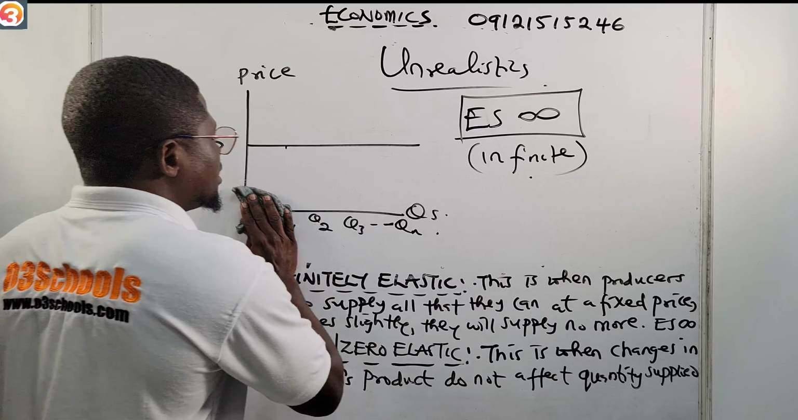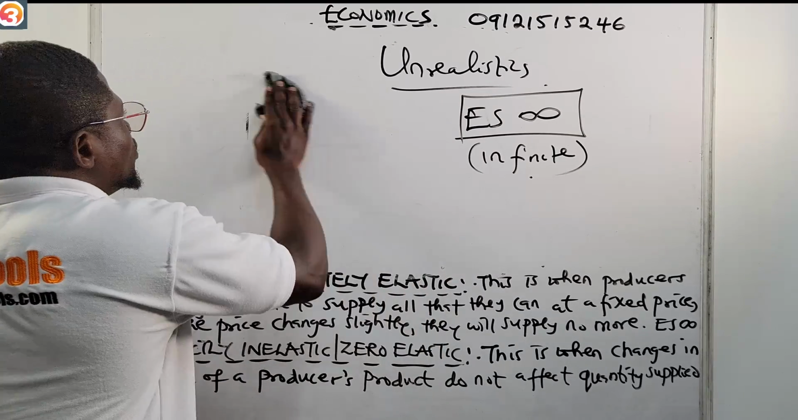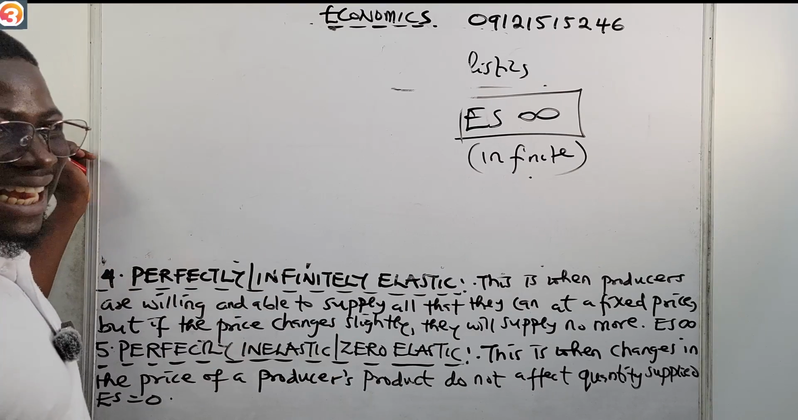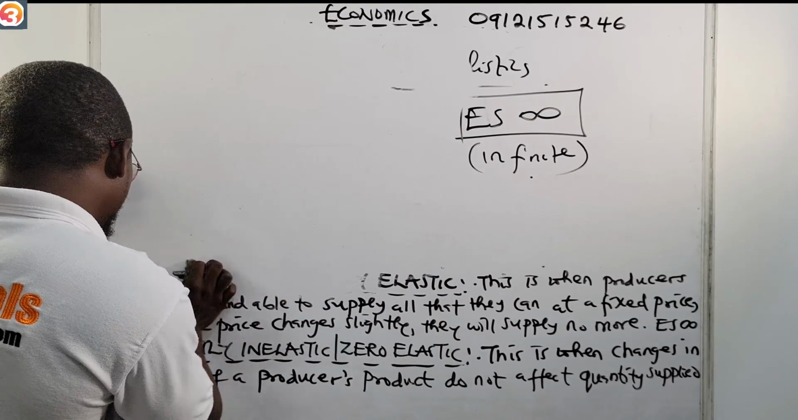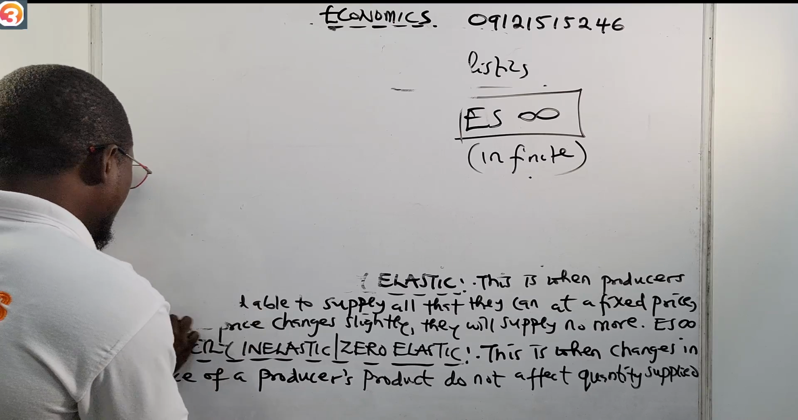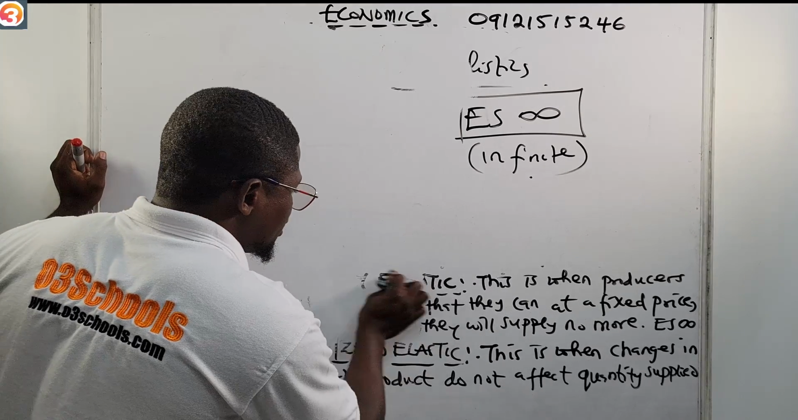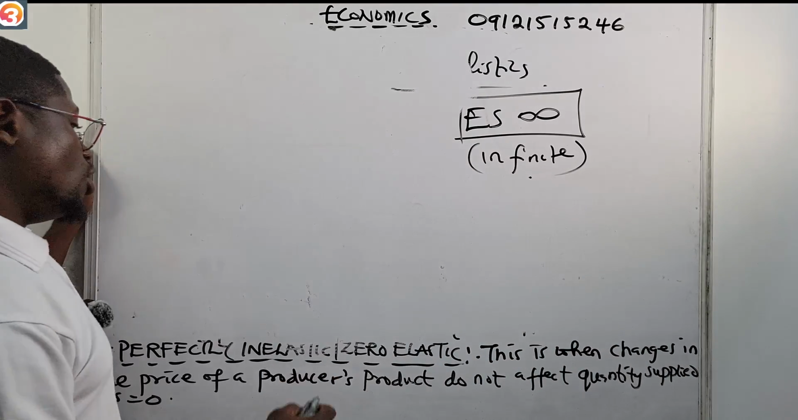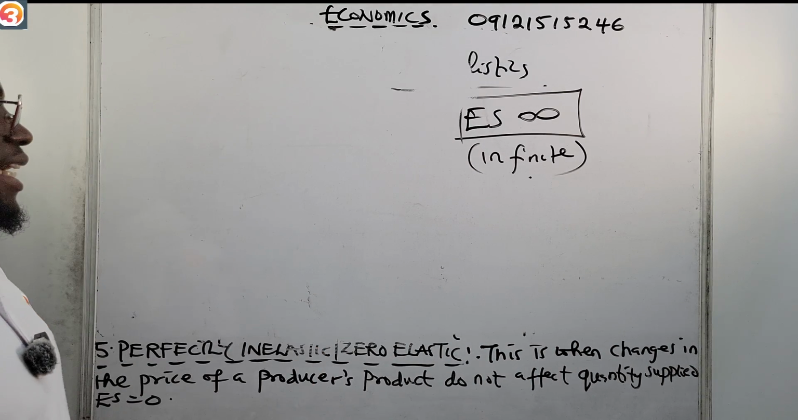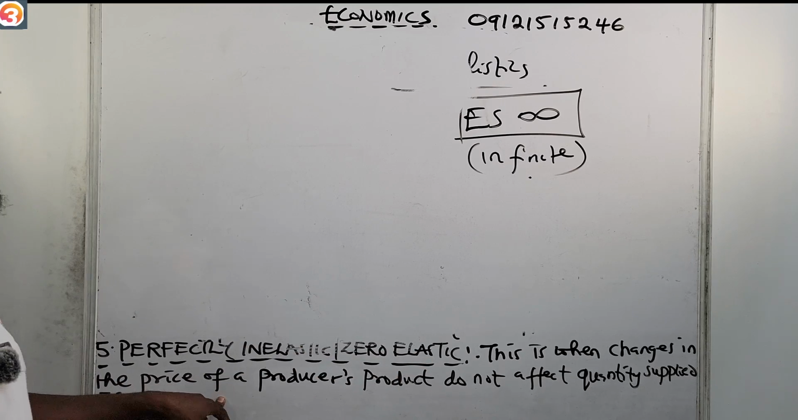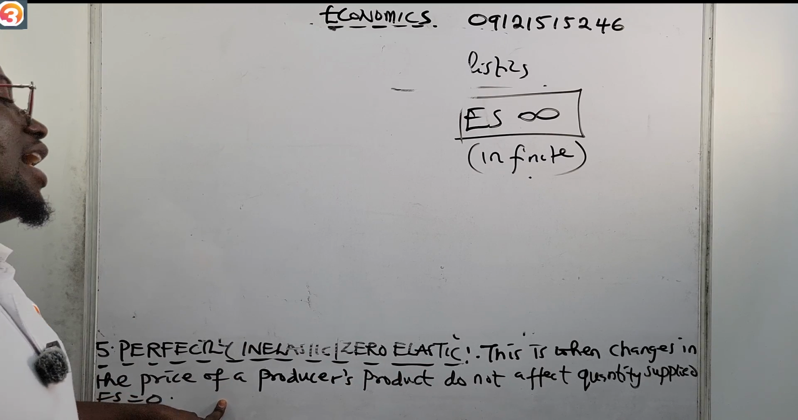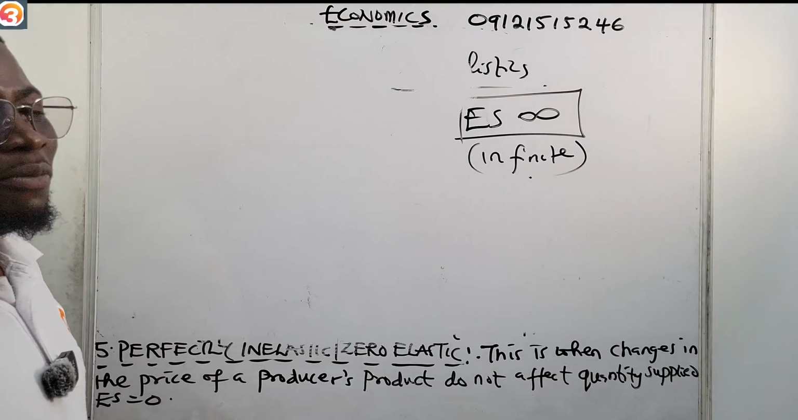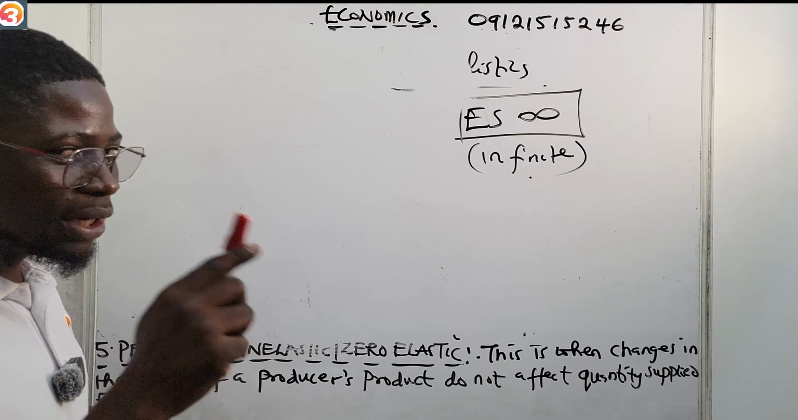Then likewise, let us now look at the fifth one, which is the perfectly inelastic or zero elastic supply. For this one, the coefficient of elasticity of supply is zero. I will say this is when changes in the price of a producer's product do not affect the quantity supplied. Producers will keep on supplying, because they are essential. There are things we cannot do without.